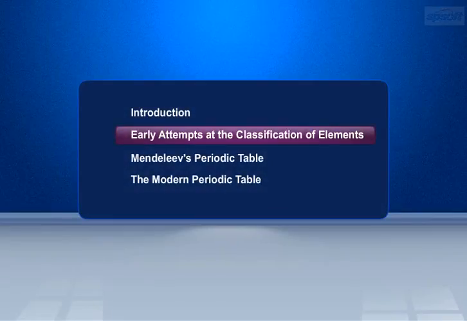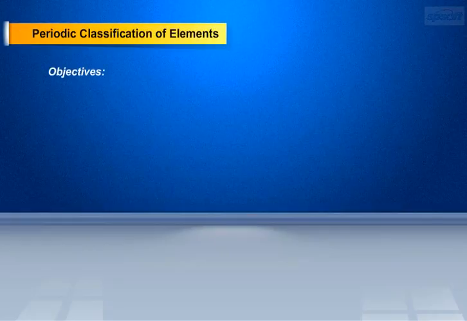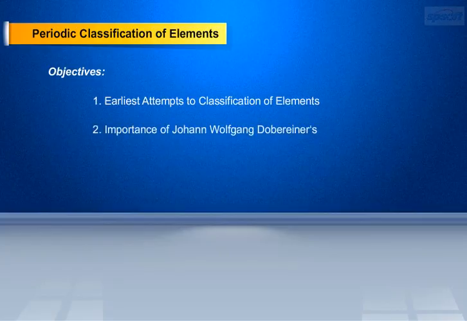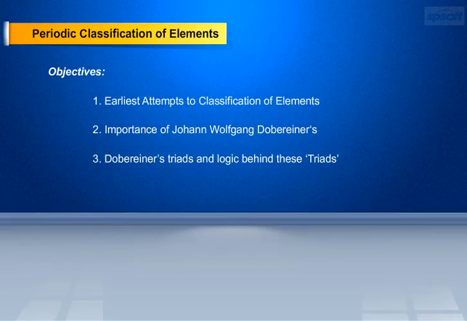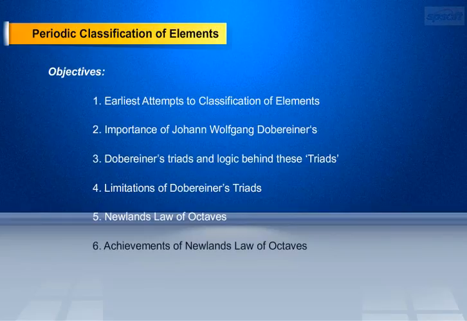Early attempts at the classification of elements. At the end of this session, you will be able to understand earliest attempts at classification of elements, importance of Johann Wolfgang Döbereiner, Döbereiner triads and the logic behind these triads, limitations of Döbereiner triads, Newlands' law of octaves, achievements of Newlands' law of octaves, drawbacks of Newlands' law of octaves.